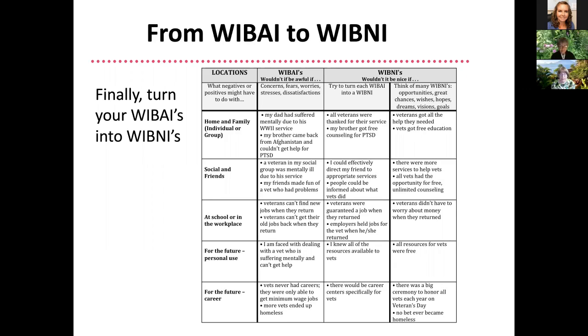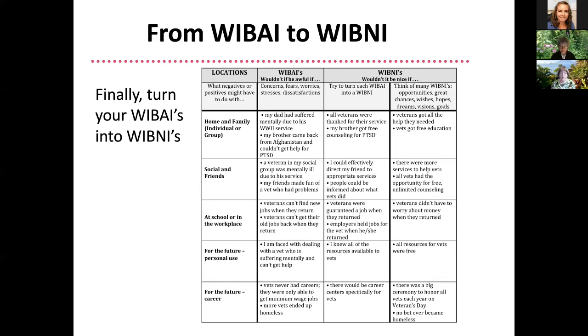Social and friends. Wouldn't it be awful if a veteran in my social group was mentally ill due to his service? Turn that into a WIBNI. Wouldn't it be nice if I could effectively direct my friend to appropriate services? And so you'd go through each of the awfuls and see if you can turn them into nices. And sometimes you might have already come up with the nices on the final column, but many times you will come up with different nices here.